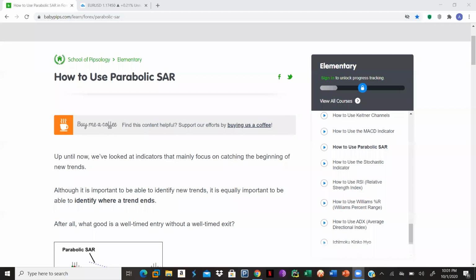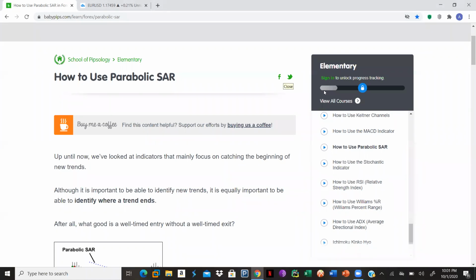Intermediate sessions. Today we will be discussing the simple SAR strategy, also known as the parabolic SAR. So I have an article in front of me here on my desktop, on my screen. If you can see it, give me a one in the chat. It's an interesting one. Yes, everyone can see it.